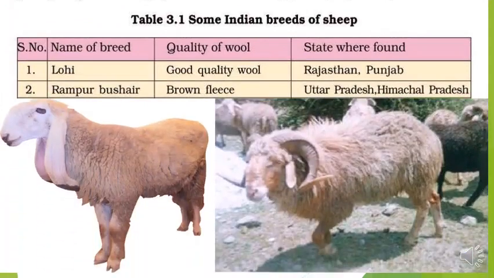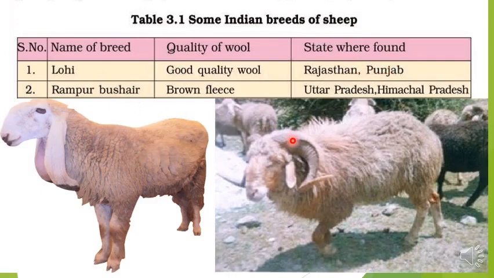Let us see some Indian breeds of sheep. These are found in India and they have some quality of wool and we will see in which state they are reared. There are 6 major types of breeds, which we are discussing now. First one is Lohi. You can see here, this is the Lohi kind of sheep which gives very good quality wool. It is found in Rajasthan and Punjab. Lohi is found in Rajasthan and Punjab.